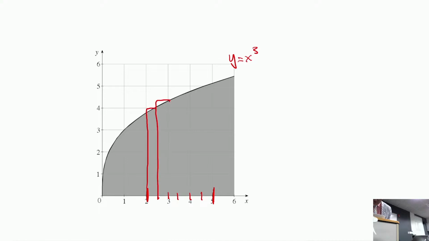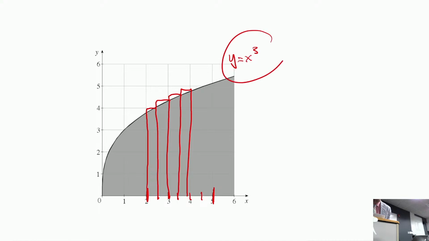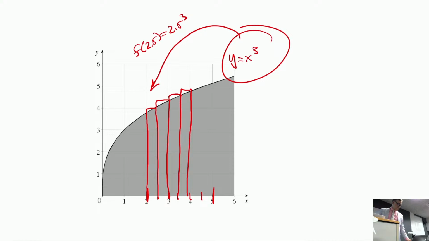The only difference between what we did is that instead of guessing how tall the curve is at each of these points, since you have the function, you can actually say, when x equals 2.5, for example, the function value is equal to 2.5 cubed. So you can actually compute that on your calculator. So do your best with those.